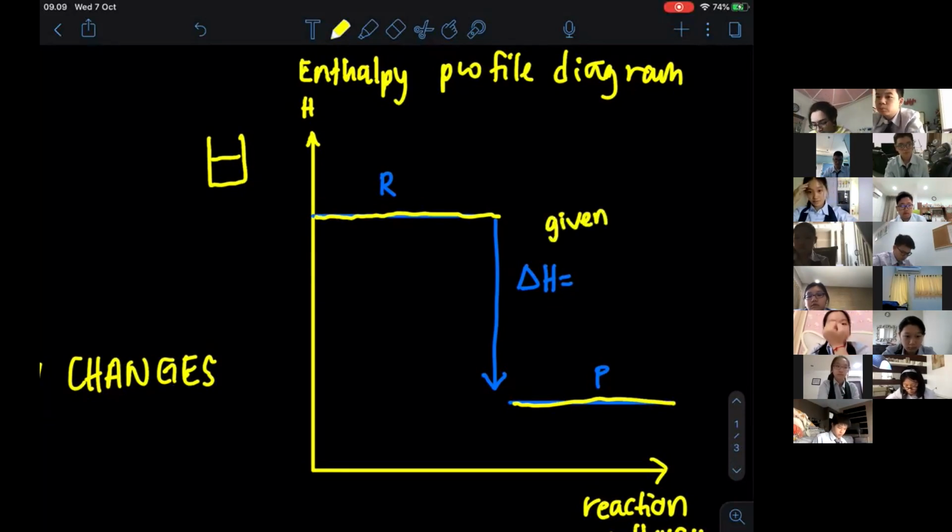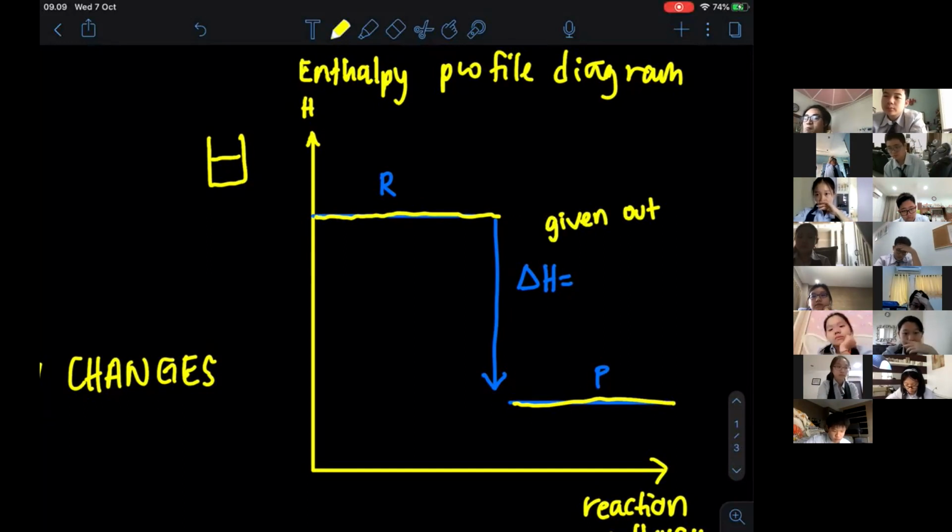So Newan, can you explain? Here for this diagram, is the heat energy given out or taken in? Given out. So you can see from higher energy going to lower energy. So of course the heat energy is going to be given out.